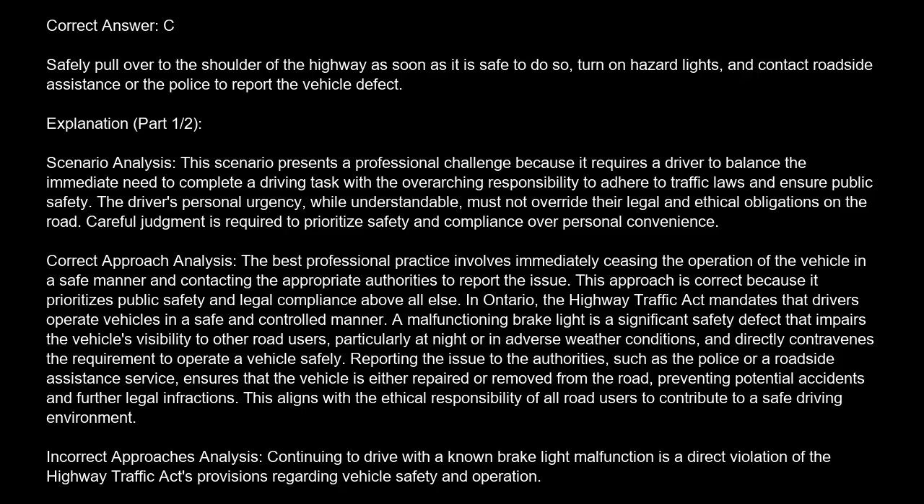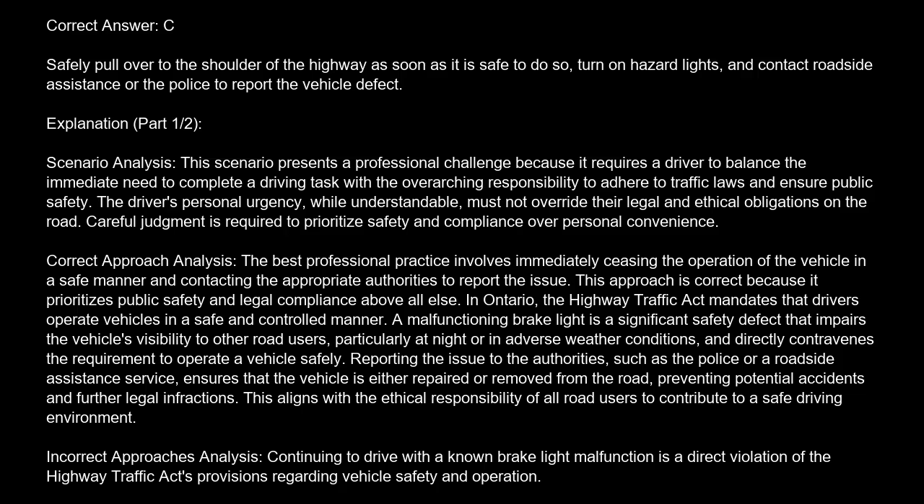Correct approach analysis. The best professional practice involves immediately ceasing the operation of the vehicle in a safe manner and contacting the appropriate authorities to report the issue. This approach is correct because it prioritizes public safety and legal compliance above all else.